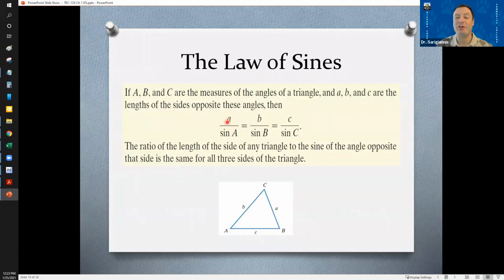So for example, the ratio of this length A divided by the sine of its angle is the same as this length B divided by the sine of its angle B, or also the same as the length C divided by the sine of its angle over here, right? So these ratios are equal to each other for any triangle. And this even works for right triangles because a right triangle is just a special case of a triangle.